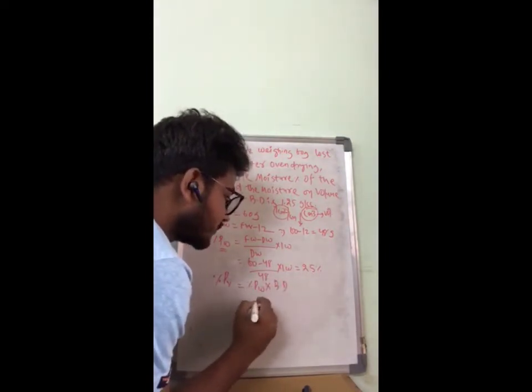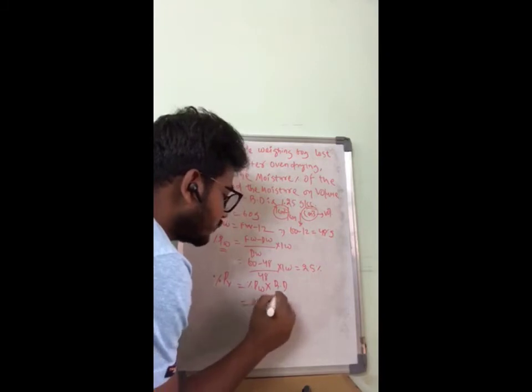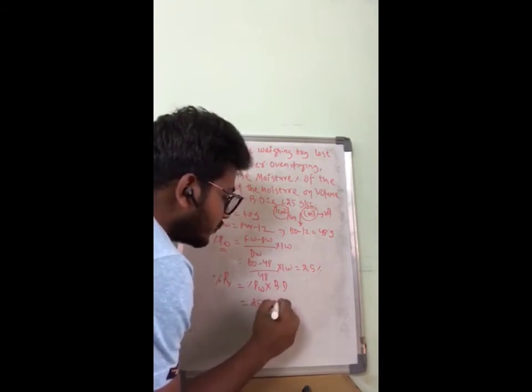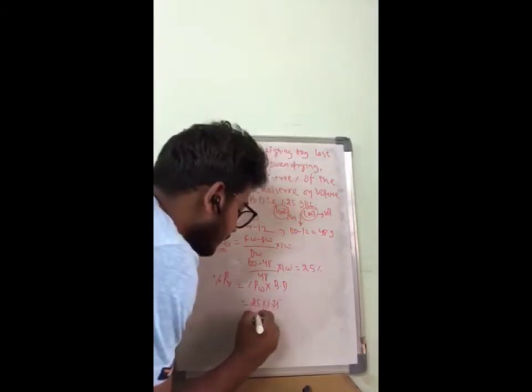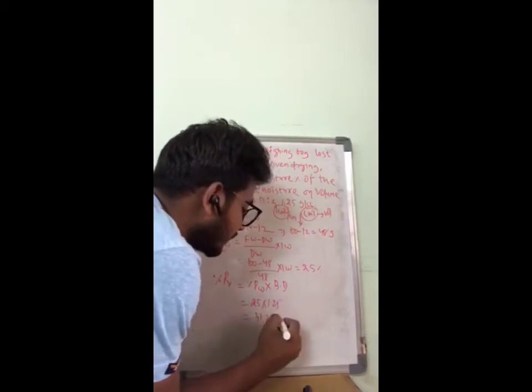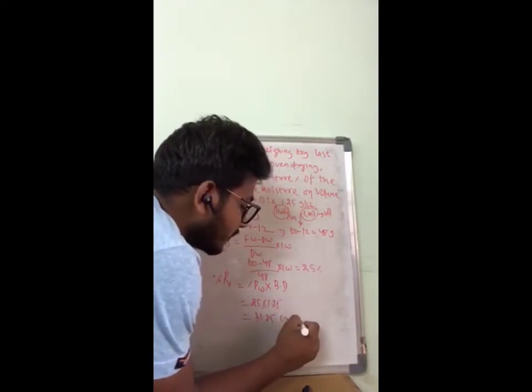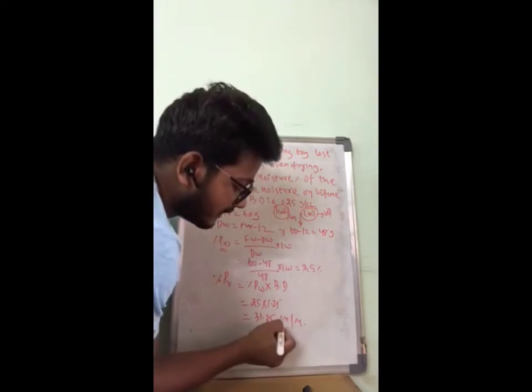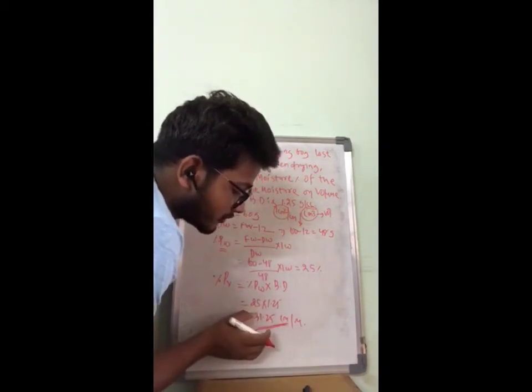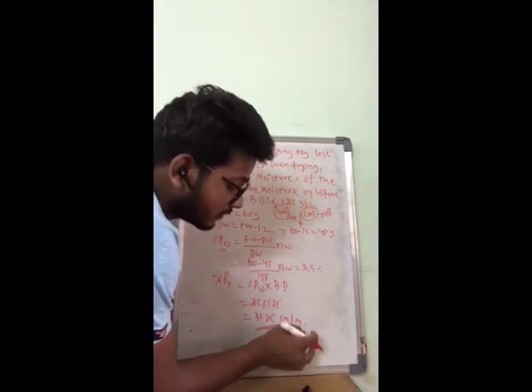So 25 into 1.25, so you will get 31.25 centimeter per meter of soil. This is the amount of moisture in a 1 meter depth of soil.